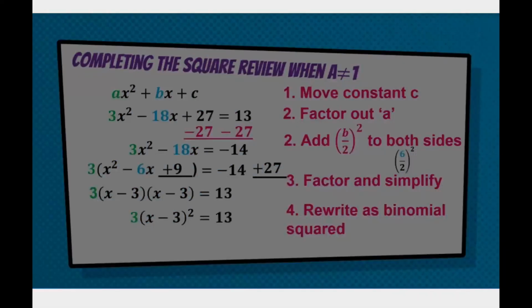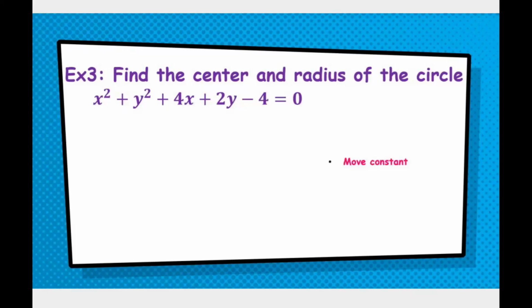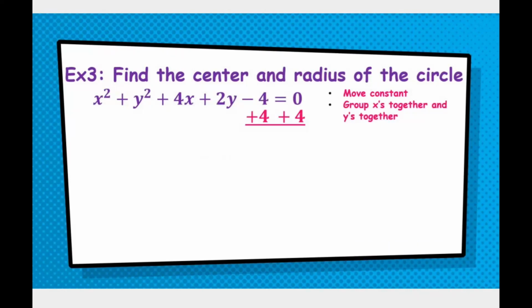So I get this. Okay, so now let's see if we can figure out how to do that with this equation, because that's precisely what we're going to do. And so we're going to complete the square, but first I'm going to move my constant. And then once I move my constant, I'm going to group my x's together and my y's together. So I have an x squared and a 4x and a y squared and a 2y. I'm going to write those together, and I'm going to complete the square for both of these. And I have a blank for both of them.